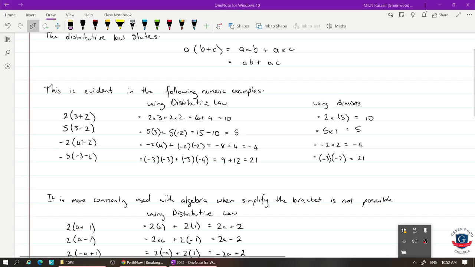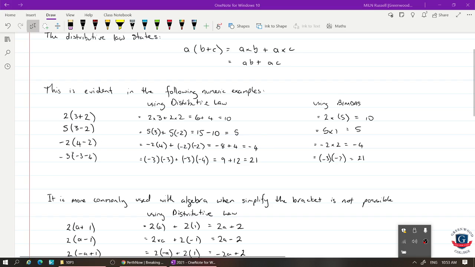Negative 2 times 4 take 2, 4 take 2 is 2, 2 times negative 2 is negative 4, there's my BIMDAS solution. Negative 2 times 4 plus negative 2 times negative 2, negative 2 times 4 is negative 8, negative 2 times negative 2, negative, negative, positive. So negative 8 plus 4, so I got here, will give me negative 4.